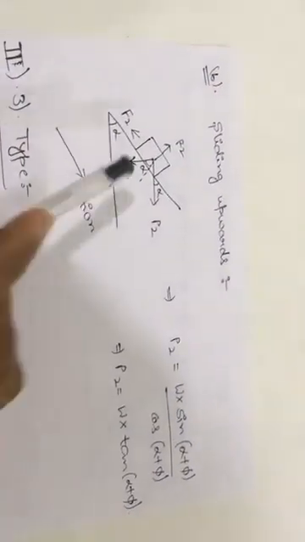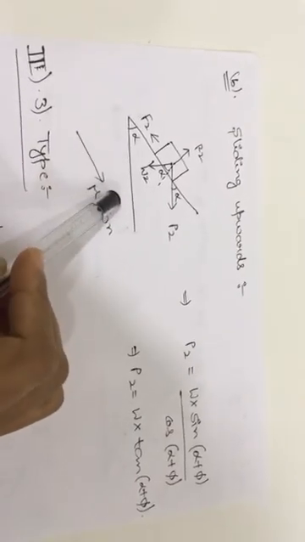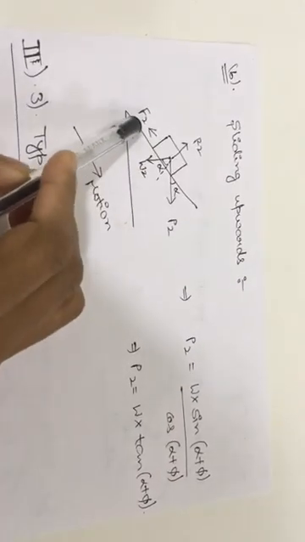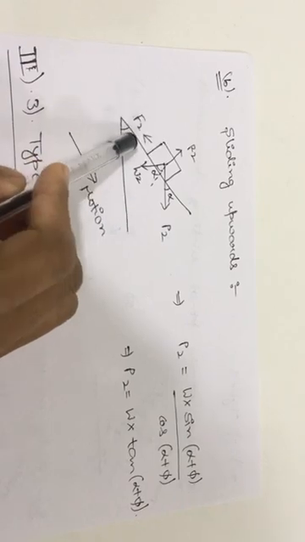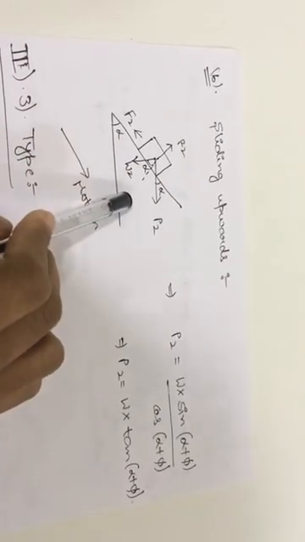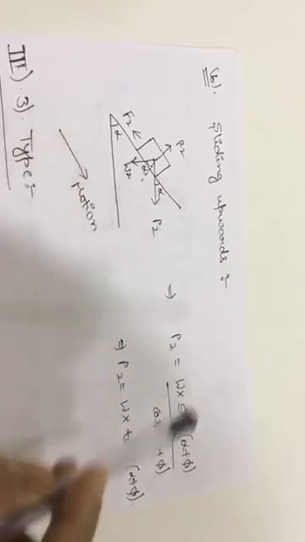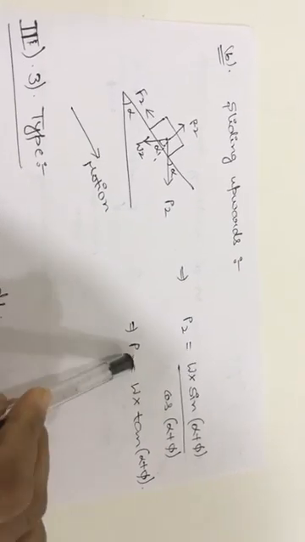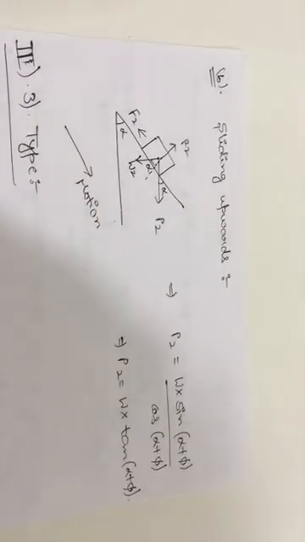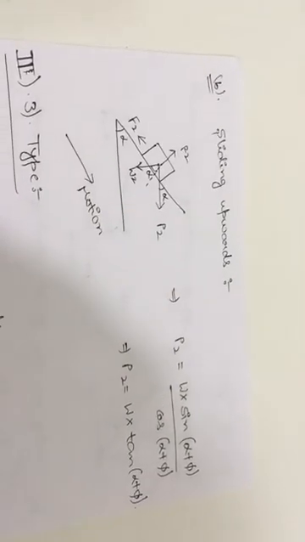Now again for the second type, sliding in the upward direction means motion is in the upward direction. So you will get the frictional resistance force in the downward direction. Again for this one, if you apply sigma H and sigma V equal to 0, you will get this P2 formula. P2 is nothing but maximum force. So these are the two types in the second type of the force.